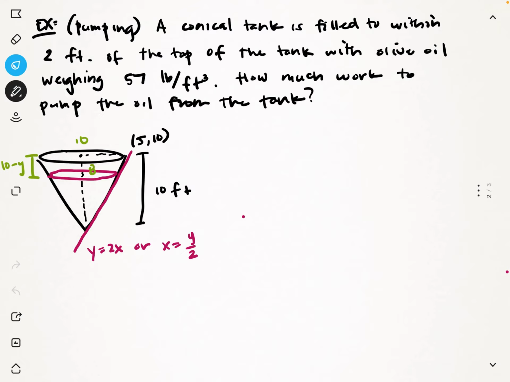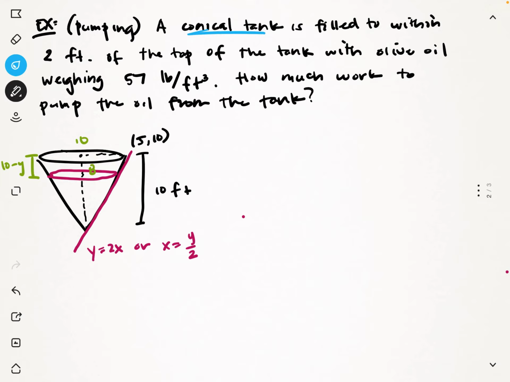Now the next one is one that you probably will see on your test in some capacity. We're talking about pumping and work done from pumping liquid. This one involves a conical tank. Notice that we have a cone-shaped tank that's inverted, so the point is going downwards. It's filled to within 2 feet of the top with olive oil, and the olive oil weighs 57 pounds per cubic foot. So they're not giving us the total weight of all the oil in the tank. They're giving us what it weighs per cubic foot. It's asking us how much work it takes to pump the oil from the tank.